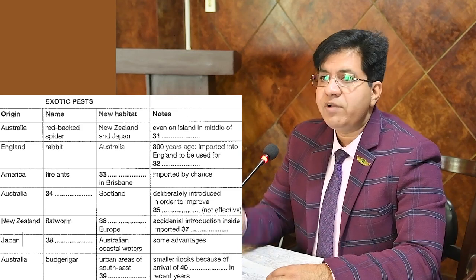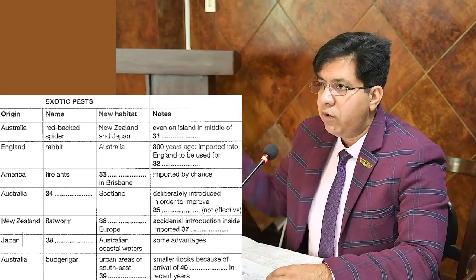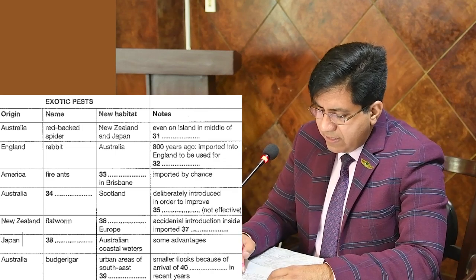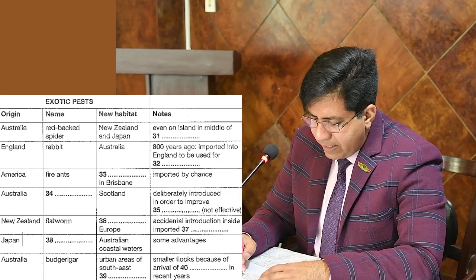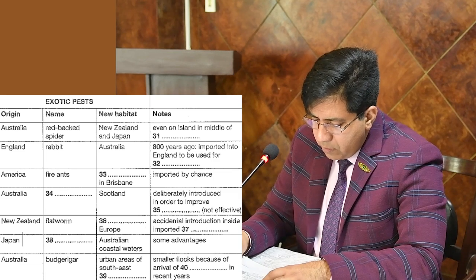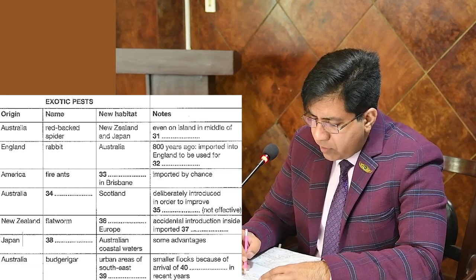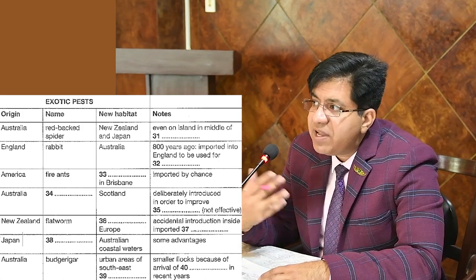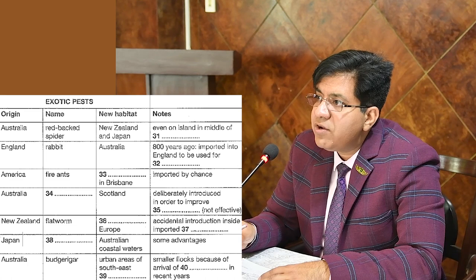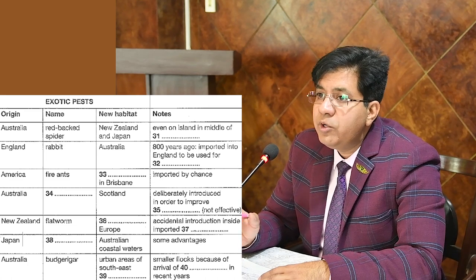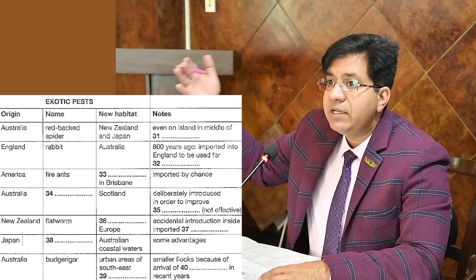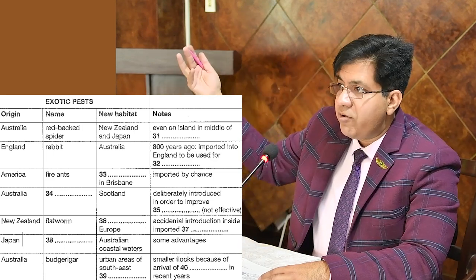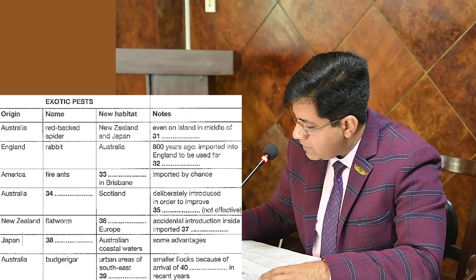Very good. So you will write Northwest Europe. Okay? Well done. Very good. Question number 37. Accidental introduction inside imported dash. Now, whatever they say after imported, they might reword it. For example, imported goods. Goods that come from other countries. Imported bottle. Bottle that is made in another country. Like that, okay? So let's see what they say.